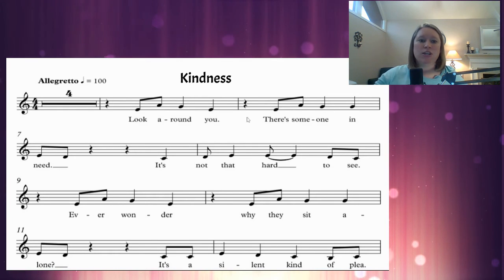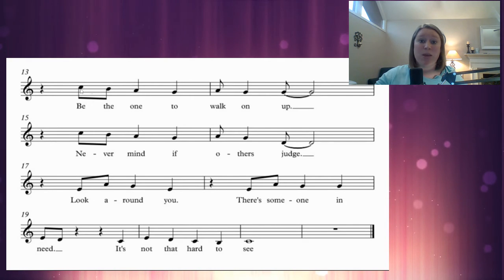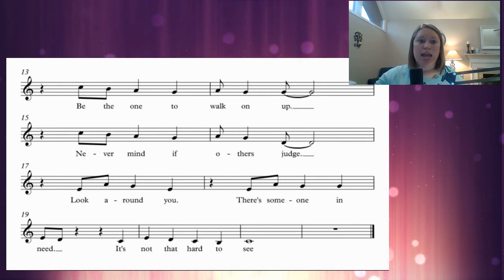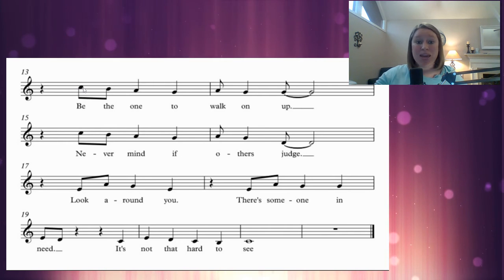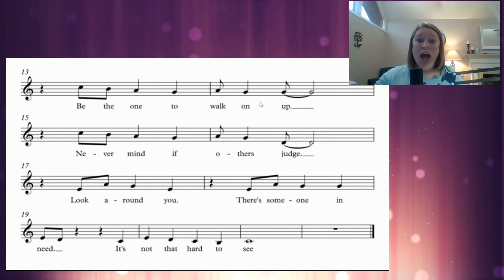Let's turn and let's look at this next page. What note name do we have up here? It's the third space. So what do we say when we see spaces? Face, right? F, A, C. So we're starting on a third space C. We talked a little bit about that last week. Be the one to walk on up. That note's going to be a little higher because it's higher on the staff.